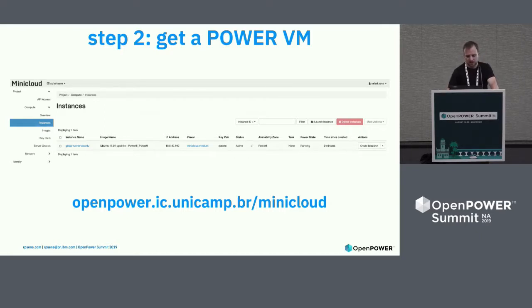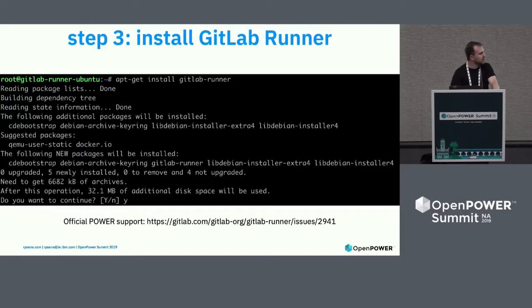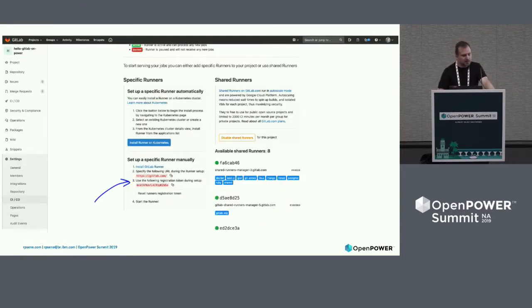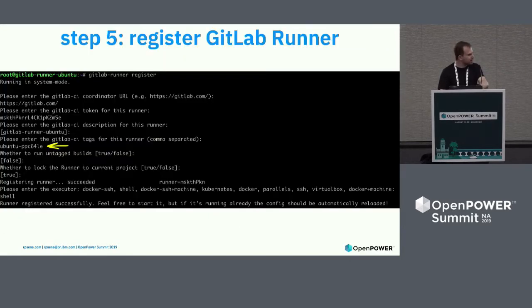For instance, in this example, I installed that on an Ubuntu virtual machine at Unicamp, where I got my VM and installed my GitLab Runner. Then I need to go back to my project at GitLab and configure that. So go to CI/CD, go to runners. Then I'm going to have here a path plus a key that I should use to connect my server to this GitLab master.